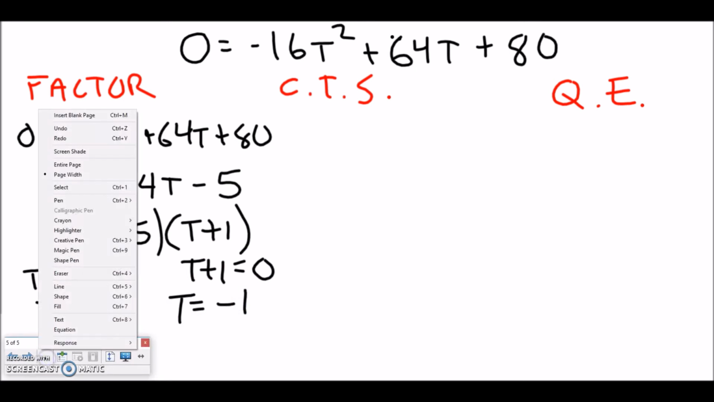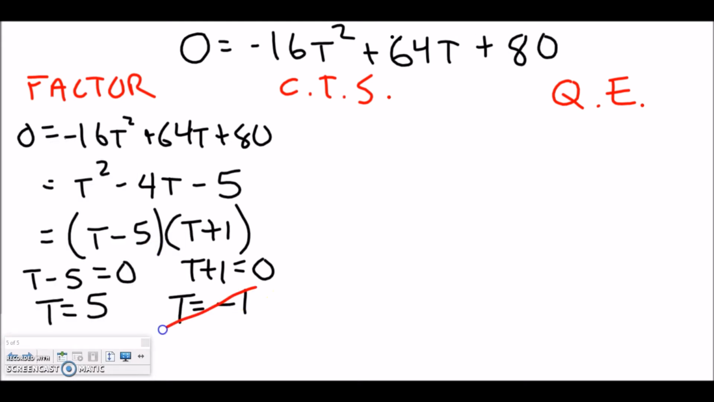And which of these makes sense or does not make sense? We can't have negative time. We can't go backwards in time. So the ball must hit the ground after 5 seconds.